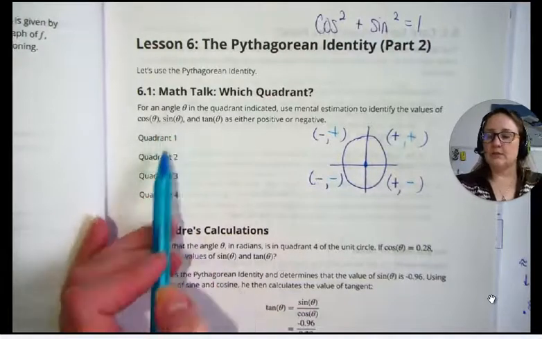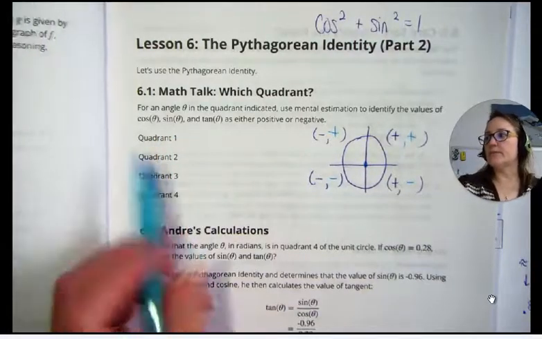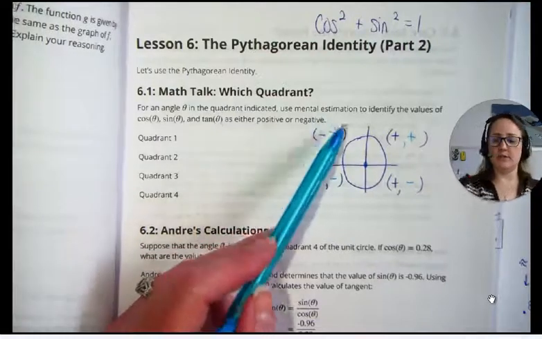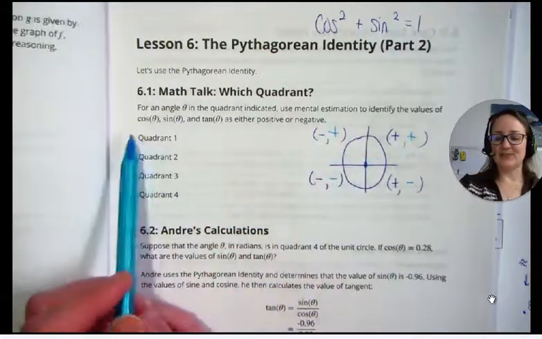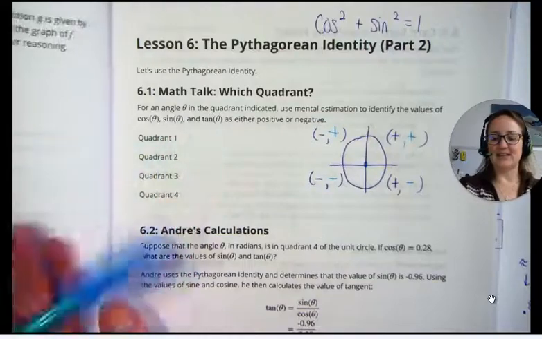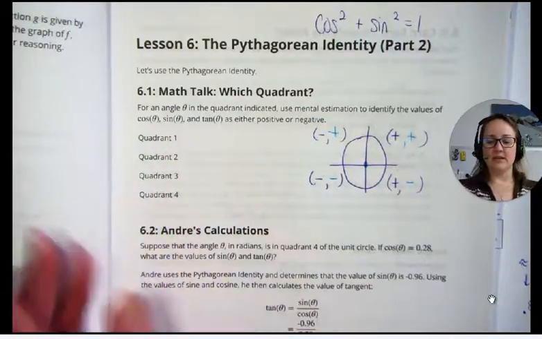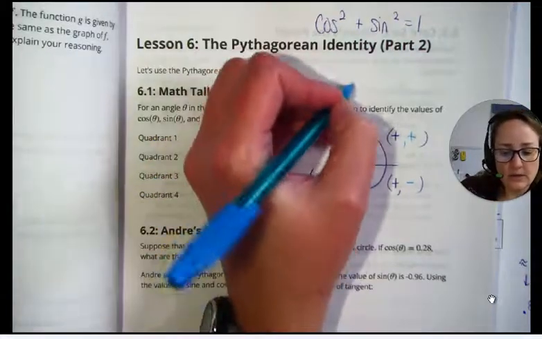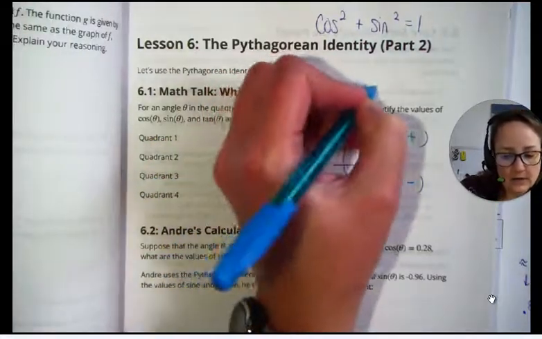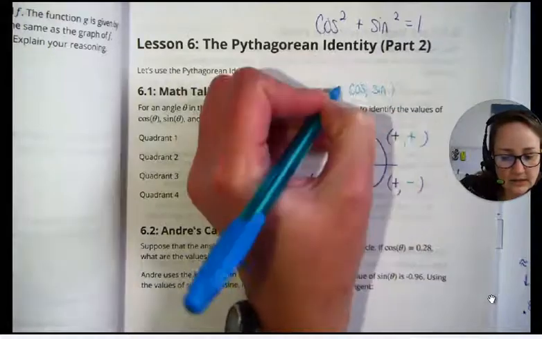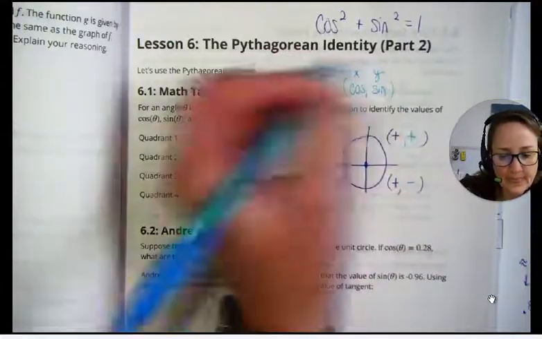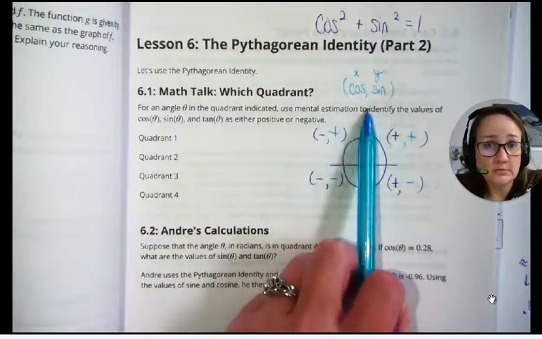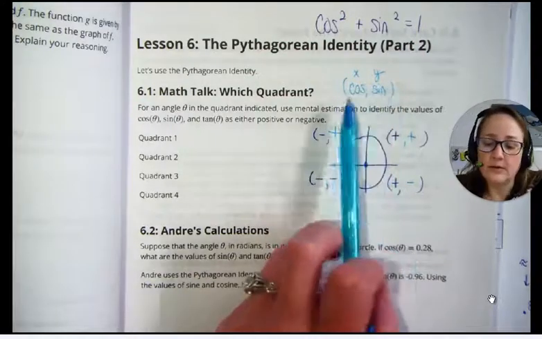So for an angle in each of these quadrants, use mental estimation to identify the values of cosine, sine, and tangent as either positive or negative. Now so far we've talked about cosine and sine because we know that in an ordered pair, cosine comes first and sine comes second. If it helps, these are both alphabetical, right? X and Y, cosine and sine.